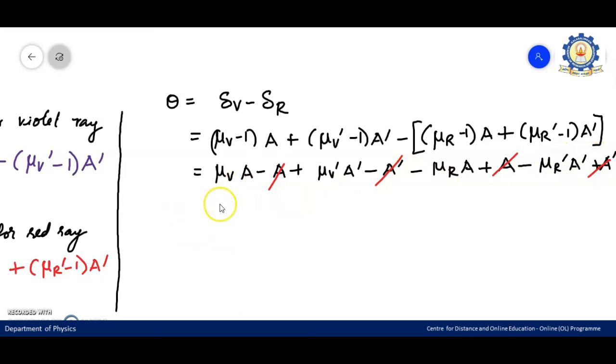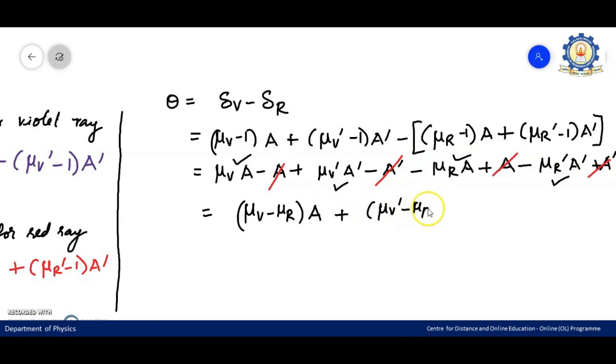So let's combine the results. Here you have mu V A and this is mu R A. Here you have mu V prime A prime and this is mu R prime A prime. Let me combine those terms. So mu V minus mu R into A. I'm just putting bracket for the refractive indices differences and the angle of the prism outside, plus mu V prime minus mu R prime, close the bracket. So mu V prime A prime I have written, so this is A prime.